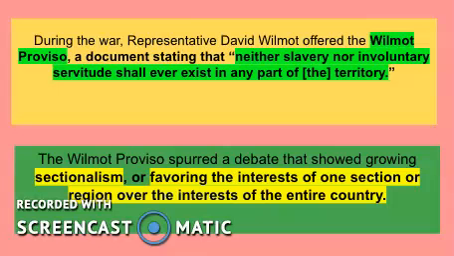There were regional differences about slavery, though. Some Northerners wanted to outlaw slavery in all parts of the Mexican cession. During the war, Representative David Wilmot offered the Wilmot Proviso, a document stating that neither slavery nor involuntary servitude shall ever exist in any of the territory.